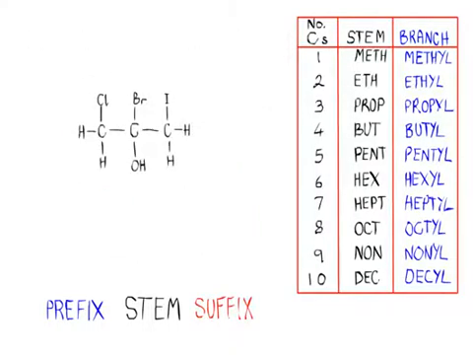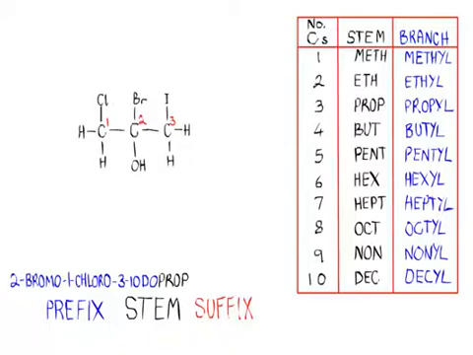Let's try this compound. It has a 3-carbon chain, so the stem is prop. There are chlorine, bromine and iodine atoms on positions 1, 2 and 3 respectively. Note how the numbering starts from the carbon with the chlorine rather than the iodine. This is because chlorine comes before iodine alphabetically. We then order the prefixes alphabetically, so we have 2-bromo, 1-chloro, 3-iodo.